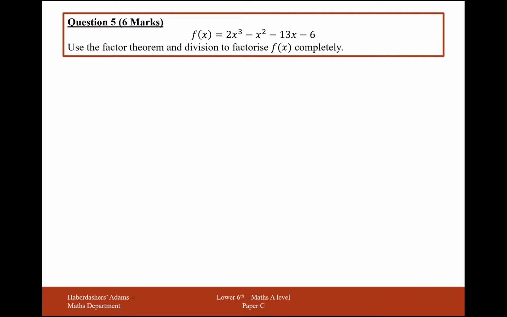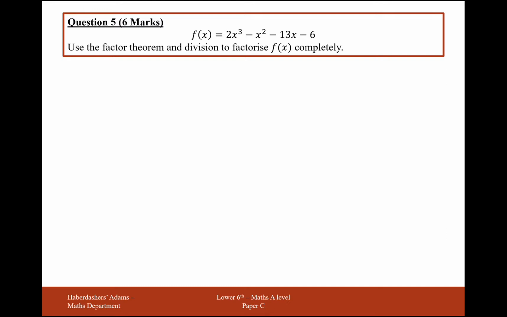Here we're looking at question 5 from the paper. It looks like we're going to do some factor theorem here. So use factor theorem and division to factorise f of x completely. Okay, so I think what the question is going to look for us to do is find a value of x that we can plug into this equation here such that it will give us a zero. That's what the factor theorem is, and if it gives us a zero, then that means that x minus that number would be a root of the equation.